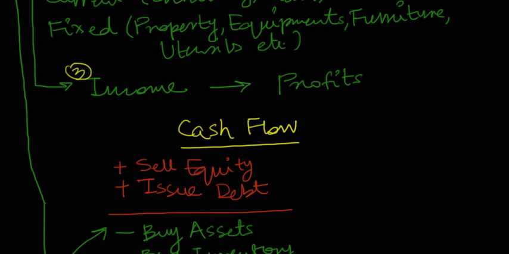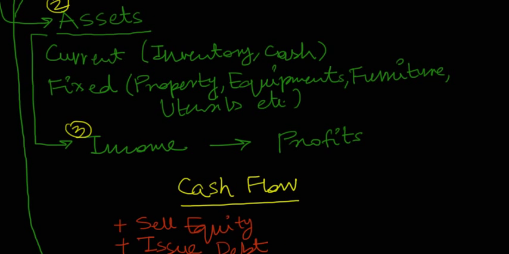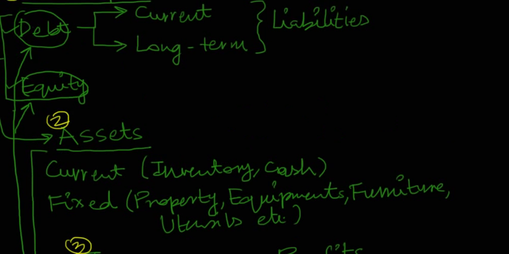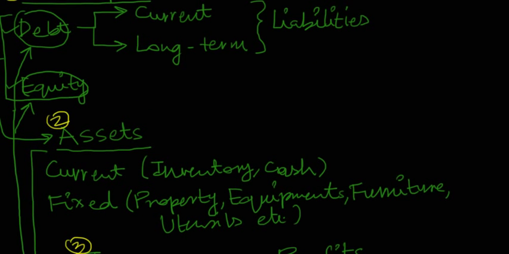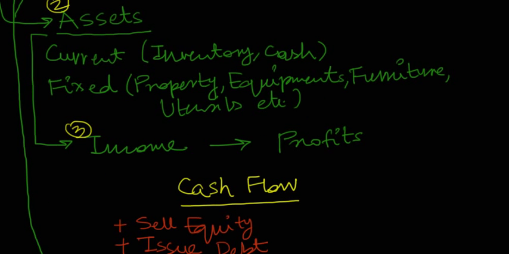So I'll review again the interlinkages between the balance sheet, the P&L, and the cash flow statement of a business. The first thing is when you raise money. So you raise capital, and capital can be either debt or equity, and then you use that money to buy assets, because you need to operate a business.